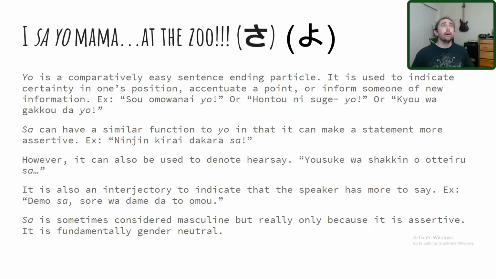Ikine yo. Right? We can't go. It's school today. You know, we have a shiken, we have a test. So sa can have a similar function to yo in that it can make a statement more assertive, right? You can see like, ninjin kirai dakara sa, right? It's because I don't like carrots. Ninjin kirai dakara sa. So you're punctuating it, but it's less formal, right?